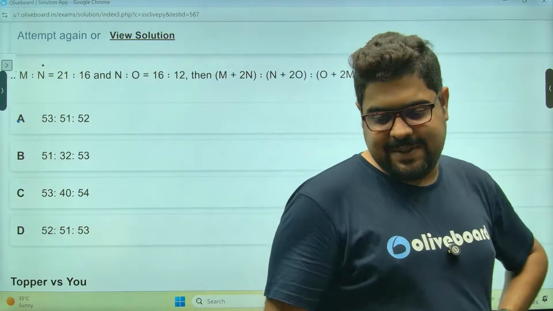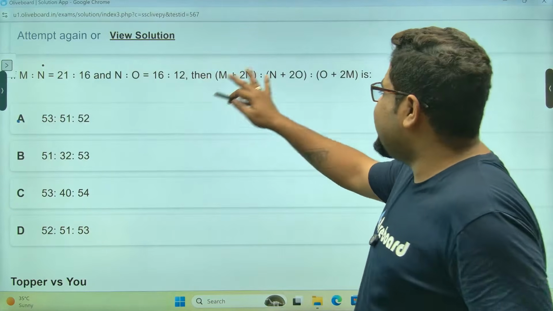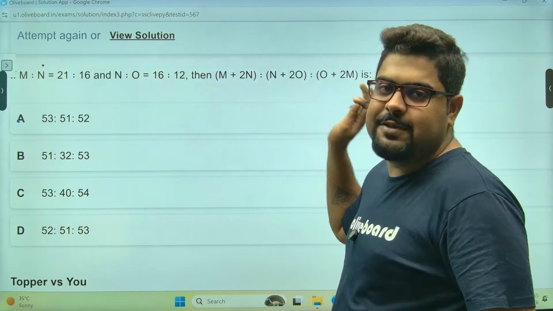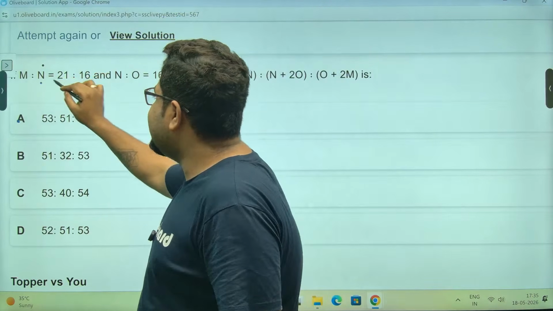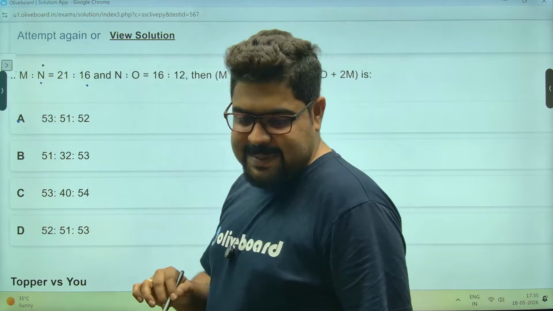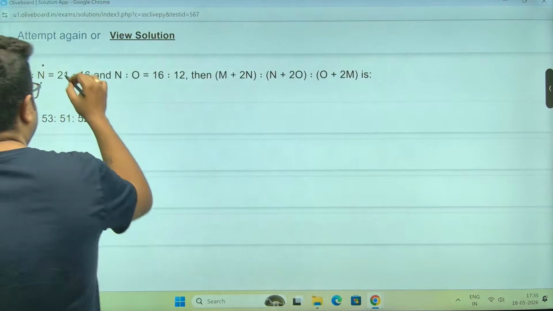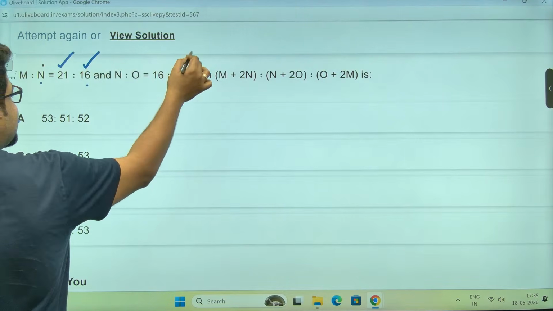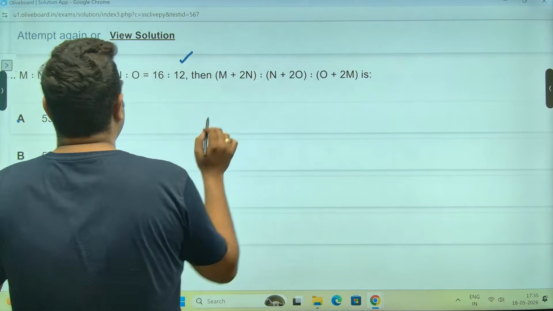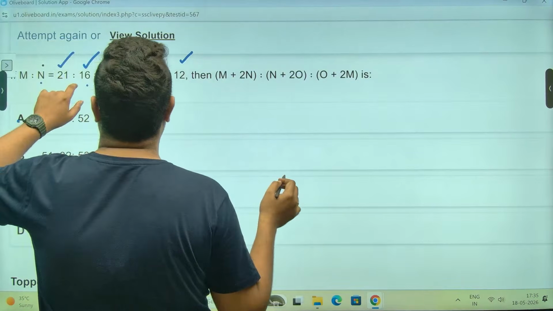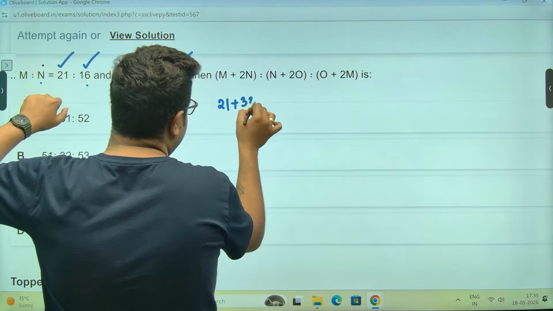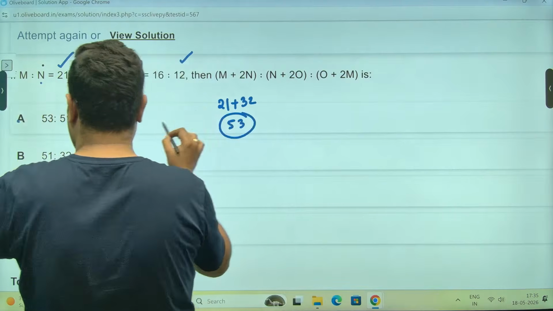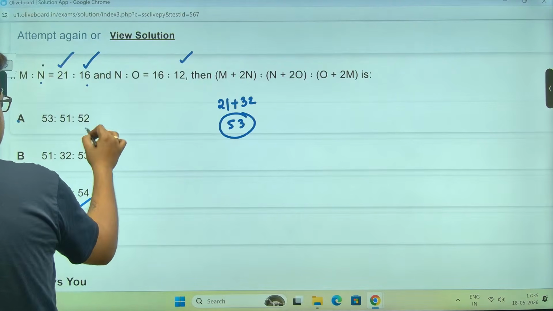M, N, O something is given. So ratio given, ratio asking, relative thing, everything. You put the values directly. And a very beautiful thing, N here is 16, N here is also 16. So you put directly, M is 21, N is 16, O is 12. So M plus 2N, M is 21, 2N, 32. 21 plus 32, 53, sir. So 53, option C or A.